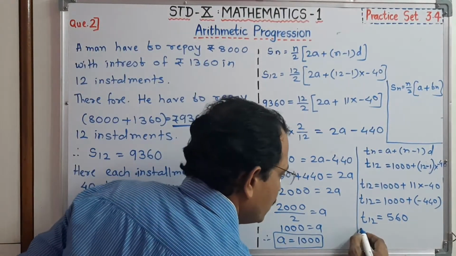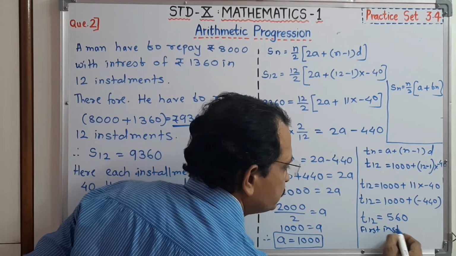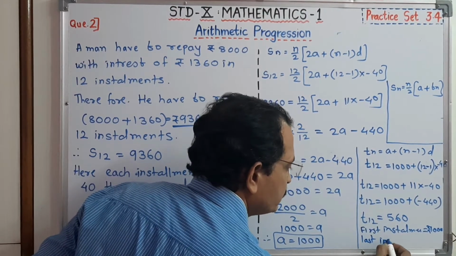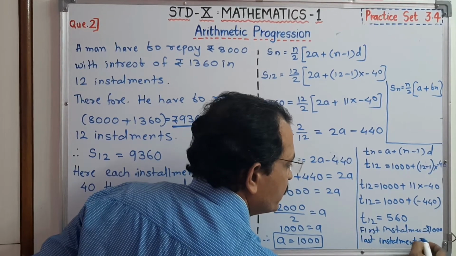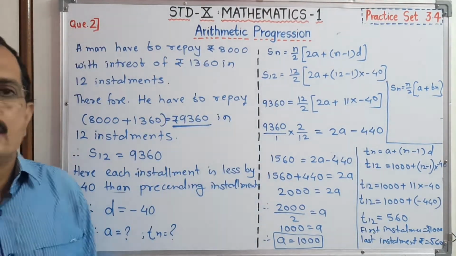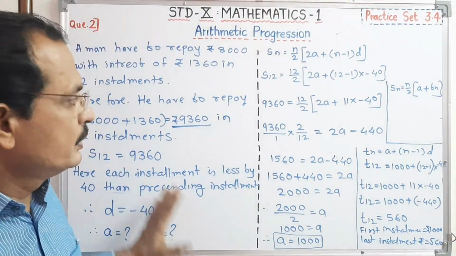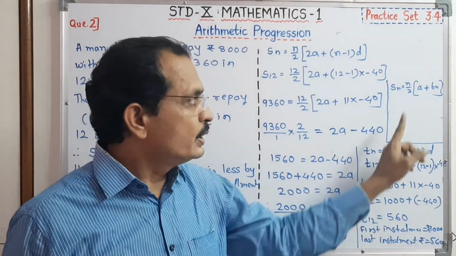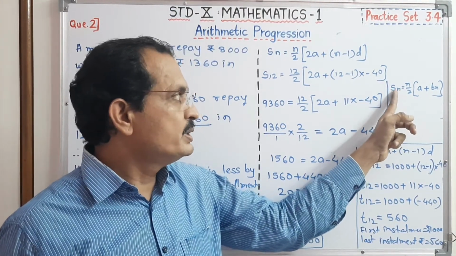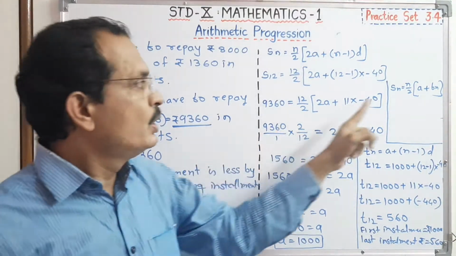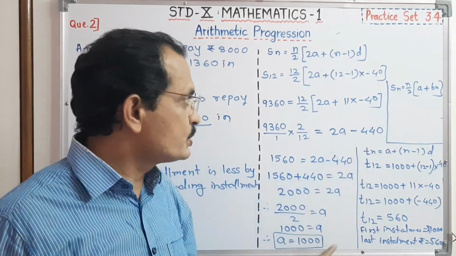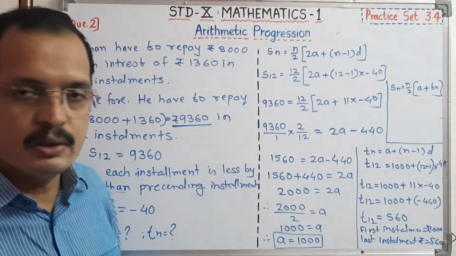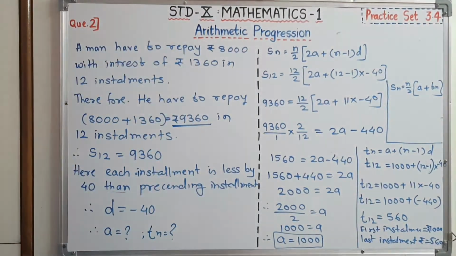Therefore, here we have to write: first installment is equal to 1000 rupees and last installment is 560 rupees. I think everyone understood this. Write it in your notebook, and by using this verify the answer. It will be 560. See here, Sn, that means S12, we know 9360, we know n means 12, and a means 1000, and we have to find out Tn. Try to solve by using this and verify your answer.